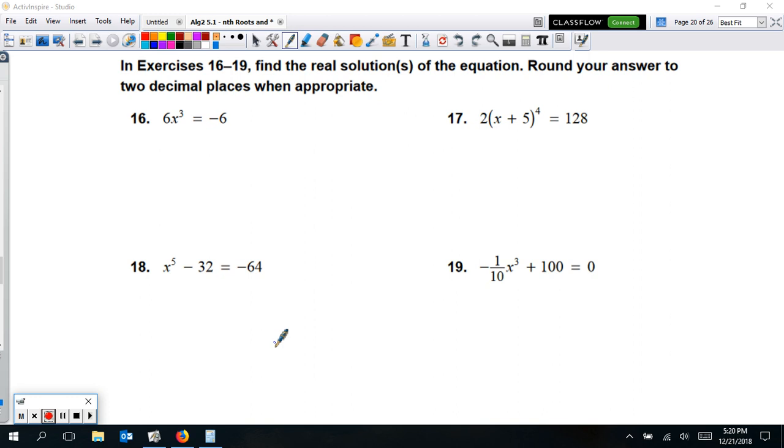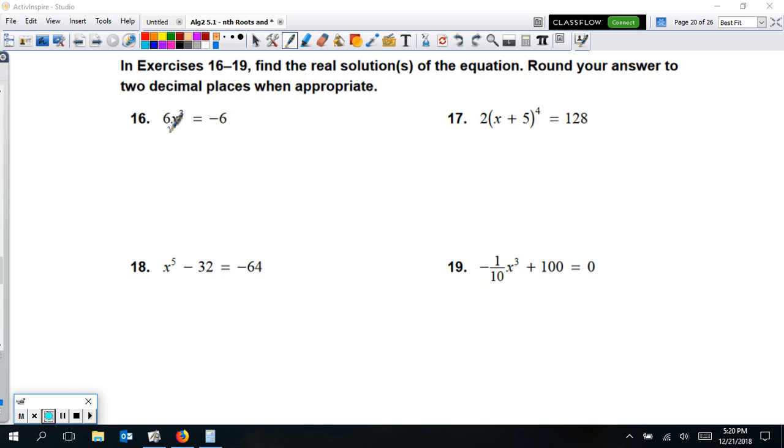Okay, so now we're going to actually get to solving real solutions of the equations. So we're looking for answers for x. It says round your answer to 2 decimal places when appropriate. So when we need to use our calculator, we're going to round to 2 decimal places. So first of all, number 16, I'll probably do these two, and then you should stop the video and check your answers on maybe 18 and 19.